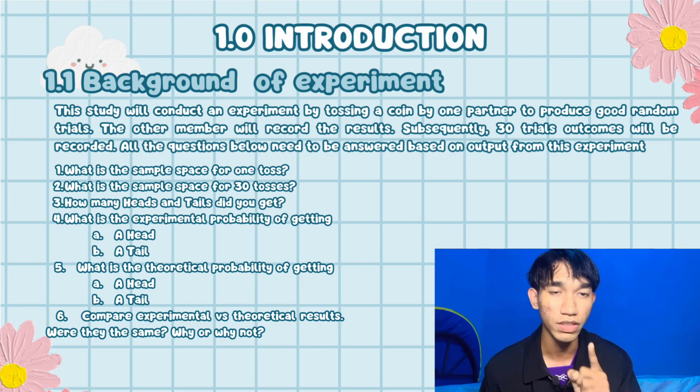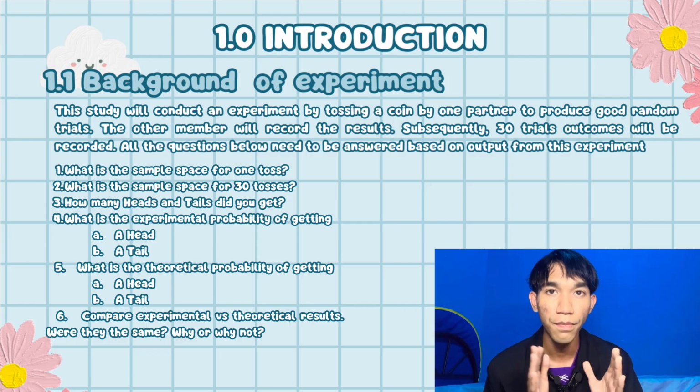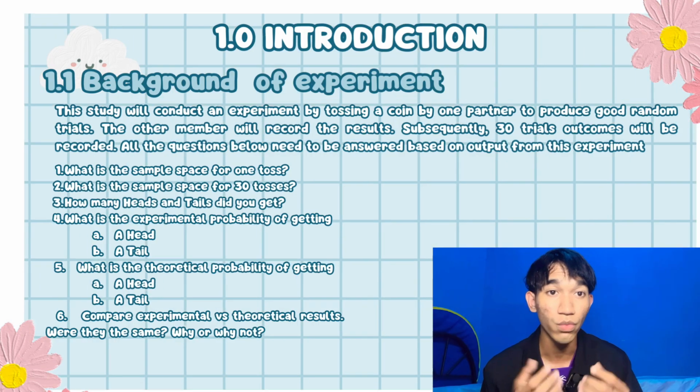So let's start with the introduction first, which is the background of the experiment. The study will conduct an experiment by tossing a coin by one partner to produce good trials. The other member will record the result. Subsequently, 13 trial outcomes will be recorded. So all the questions below need to be answered based on the output that we got.